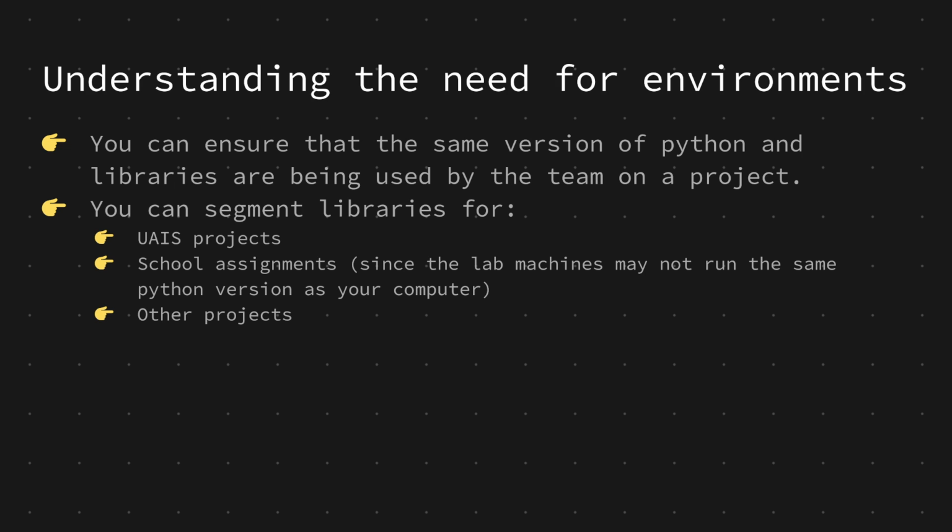You can ensure the same version of Python and the libraries are being used by the team on a project. So you can avoid the whole "it works on my machine" scenario, where it works for one person, but then as soon as you try to run the same program on a different person's computer, it doesn't work. You can segment libraries for example, for school assignments, and this is the example I named earlier, since the lab machines may not run the same Python version as your computer. And you can also segment libraries for other projects, of course.